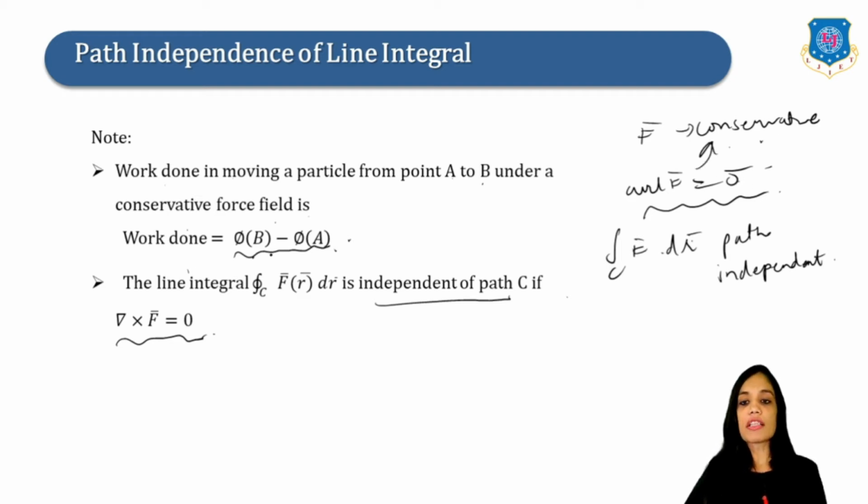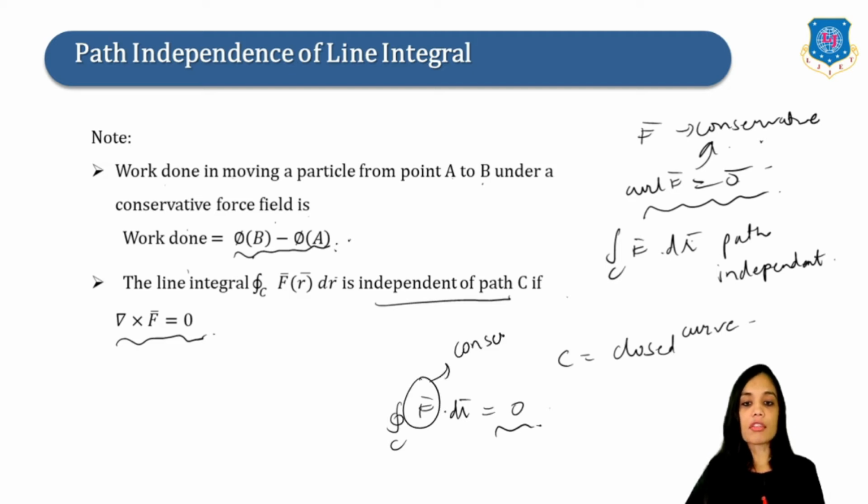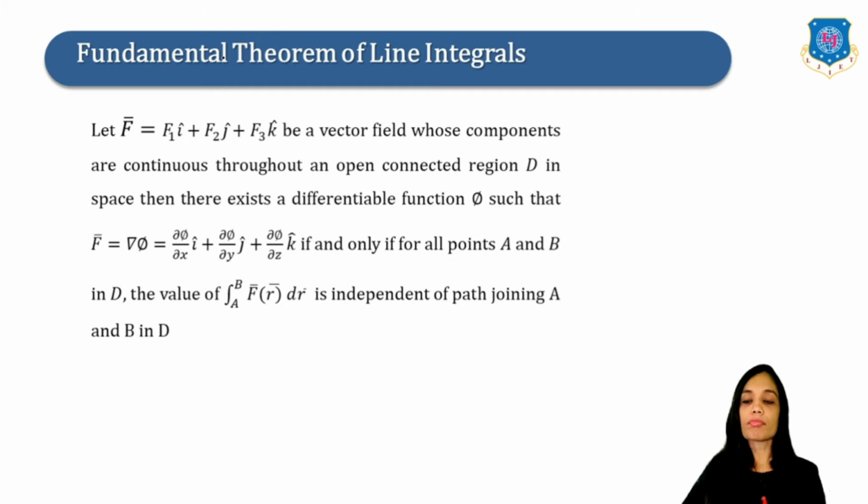So the work done answer will be what? Phi b minus phi a. And if C is a closed curve, right, then our line integral over C of f bar dot dr bar will be 0. But this is 0 whenever f bar is conservative. Okay. So now let us study one theorem.